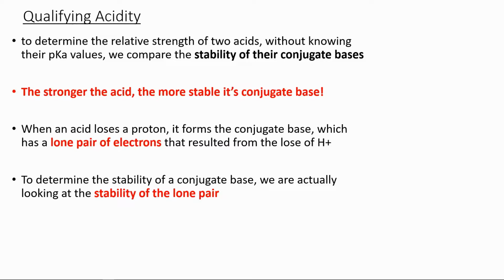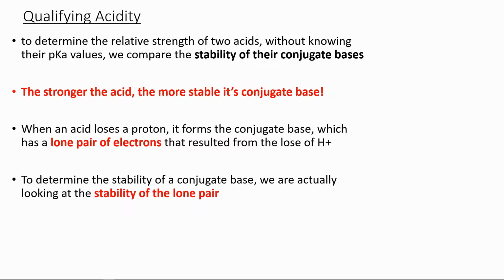So once that proton has been removed, the electrons or the negative charge that are left over, how stable is that conjugate base? How stabilized are those electrons? Based on the stability of those electrons, we're going to have a stronger acid. So the stronger the acid, the more stable its conjugate base is going to be.